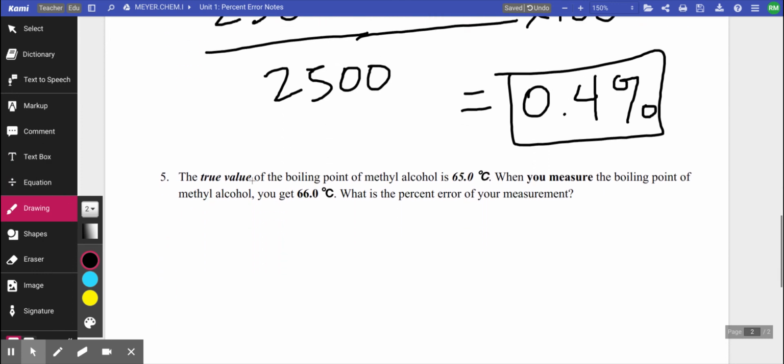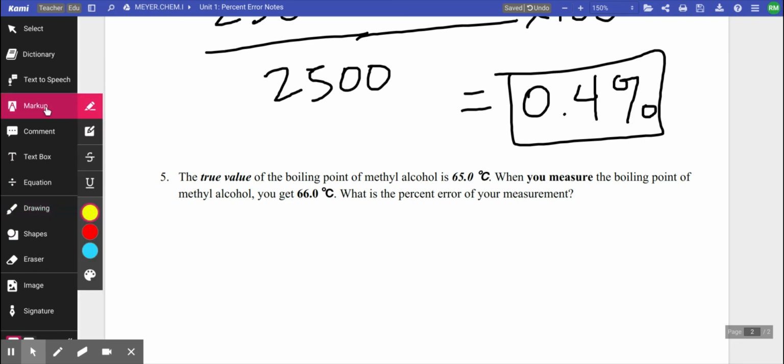Okay, one more problem we are going to do, and then you have the rest of the time to finish the independent practice over percent error. So, looking at this problem, the true value of the boiling point of methyl alcohol is 65 degrees Celsius. When you measure the boiling point of methyl alcohol, you get 66 degrees Celsius. What is the percent error? Okay, the actual boiling point, the true value, is 65. When you are in lab, you measure the value to be 66.